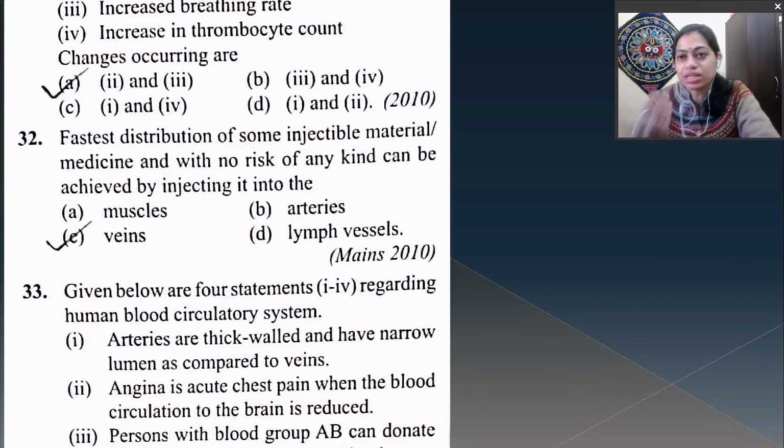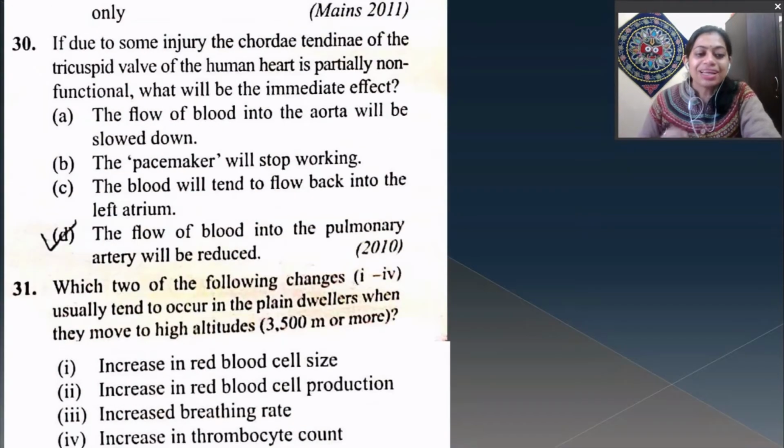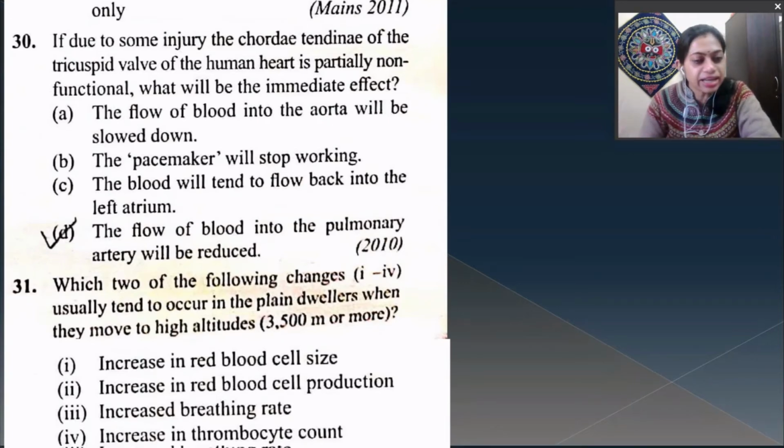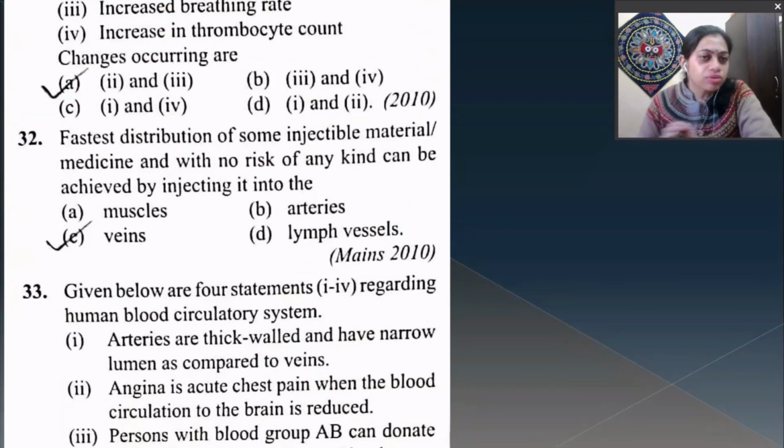Yes, increase in breathing rate ये तो होगा ही immediate effect, and उसके बाद mainly increase in red blood cell production भी ज़्यादा हो जाएगा, क्योंकि वो ज़्यादा oxygen carry कर सके इसलिए. So 2 and 3 will be the right answer.